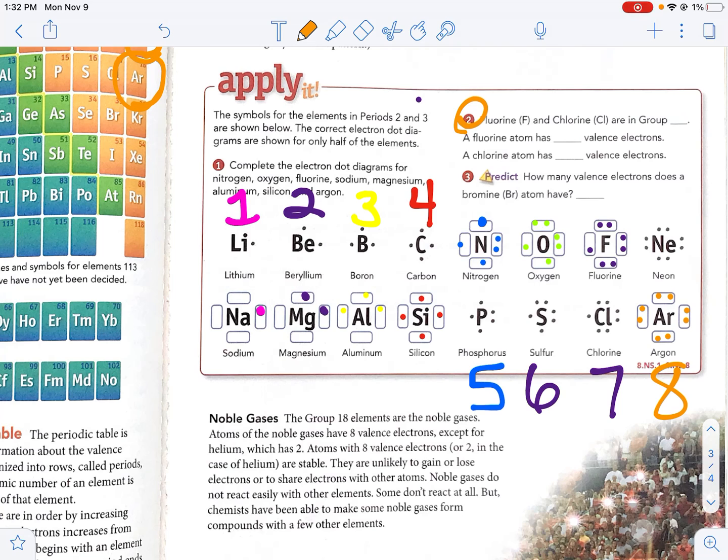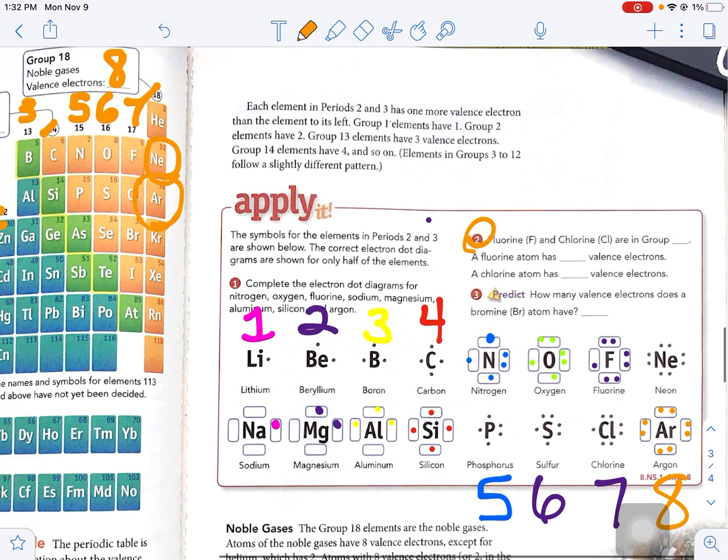Now let's look at the next questions up here, number 2, right here. Fluorine and chlorine are in group what? Again, fluorine and chlorine are in group 17. So we're going to write that down. And then the fluorine atom has how many valence electrons? Because it's in group 17, we know that they have 7 valence electrons.